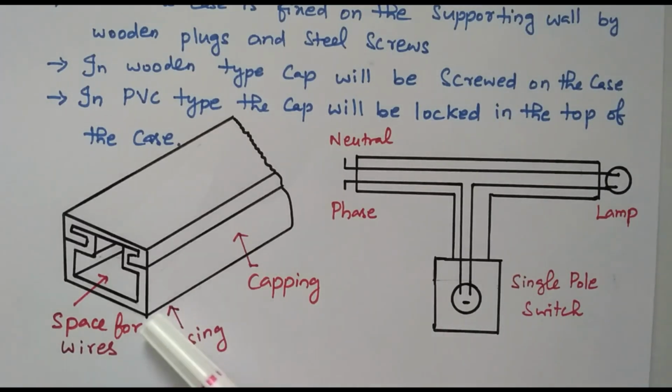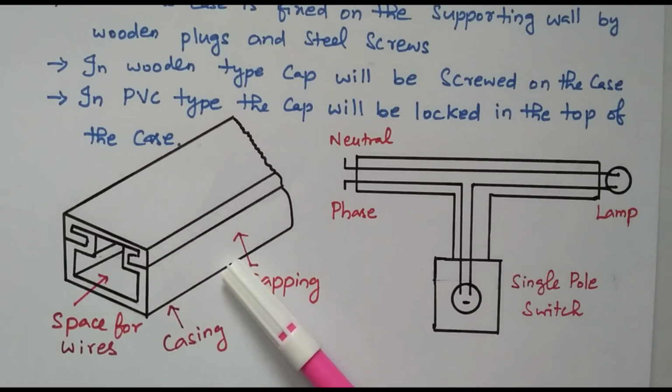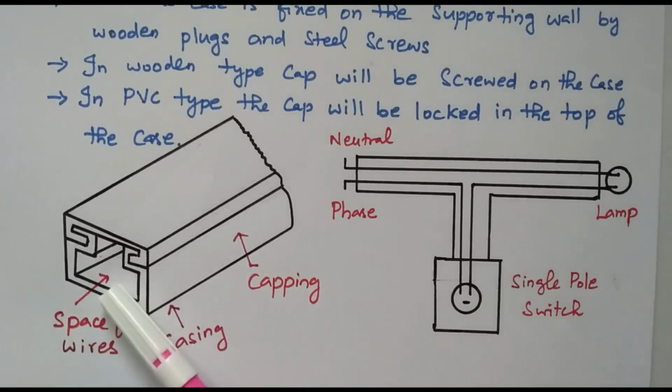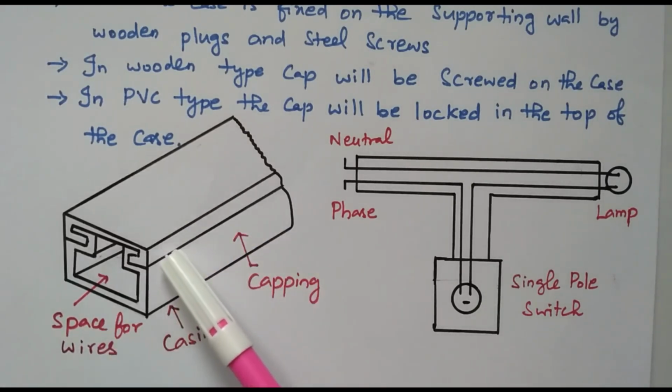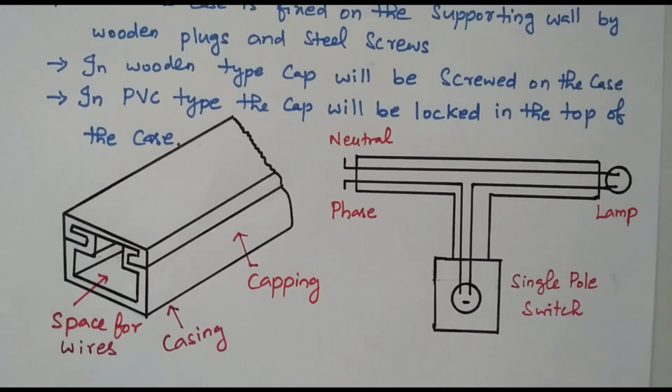First the casing is placed on the wall. Then through this space the wires are placed, over which the capping will be placed. Capping can be easily removed and easily placed. So one example is available. Now we'll go to the third type.